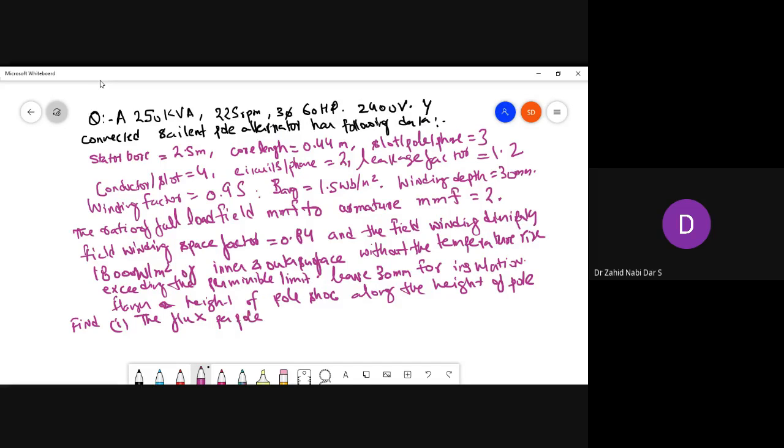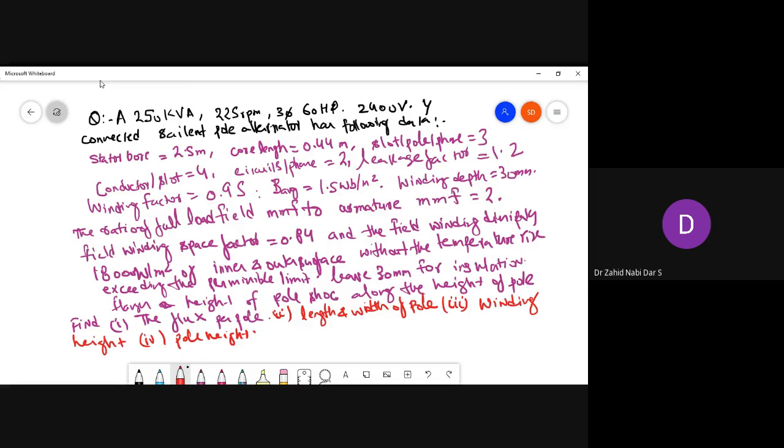This is the question what you have to find. Number two is length and width of pole. Number three is winding height, and number four would be pole height. So how do you go about this problem?